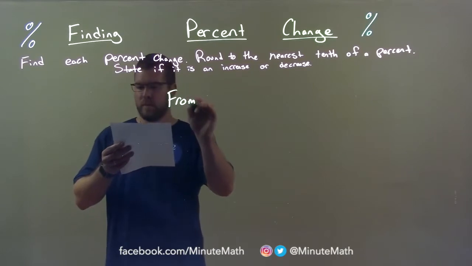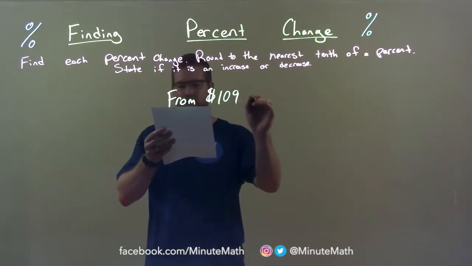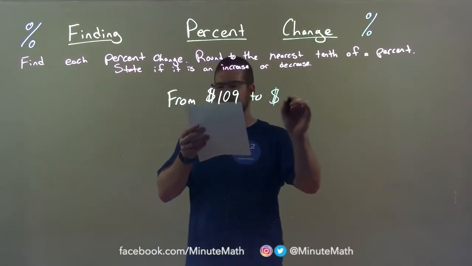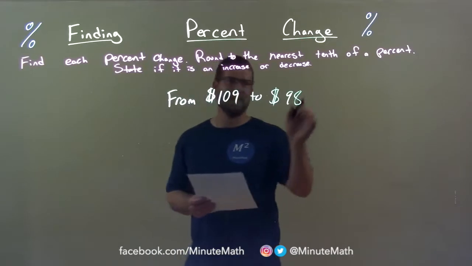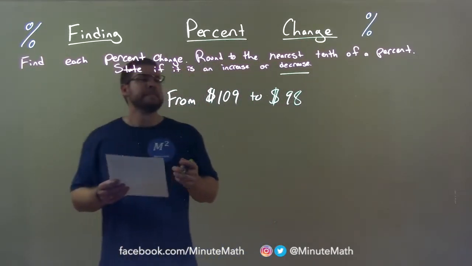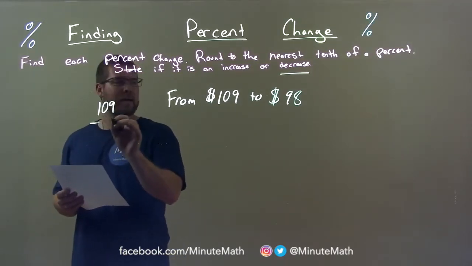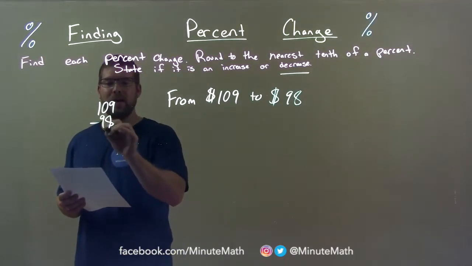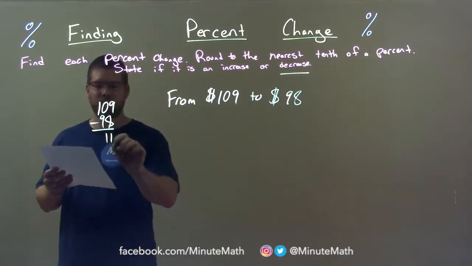From $109 to big money, $98 right there. All right. We see that's a decrease. That's unfortunate when the money is involved. You don't want to lose money here. All right, find the difference between the two. 109 minus 98. That's a weird looking 8, but it's okay. 109 minus 98 is a good old 11.